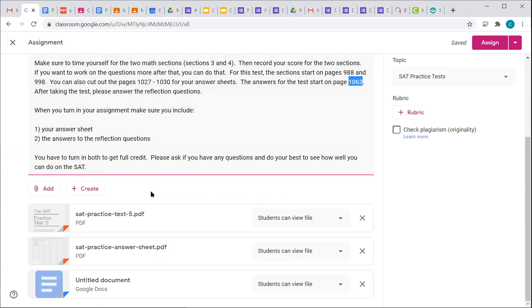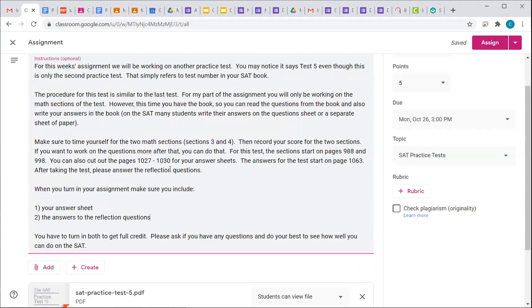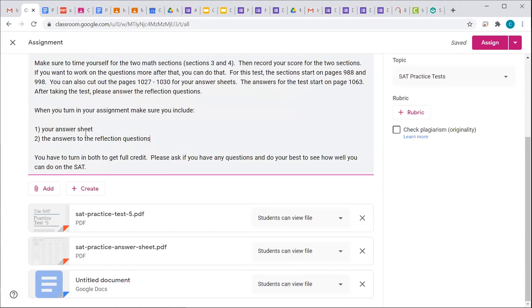After you answer those questions, make sure when you turn in the assignment that you include your answer sheet somehow. Maybe you can do it digitally somehow, or just take a picture of it, but please include your answer sheet and your answers to the reflection questions. That's important to get full credit. You can also include the work for the questions if you want, but what I'm going to check for is your answer sheet and the answers to the reflection questions.